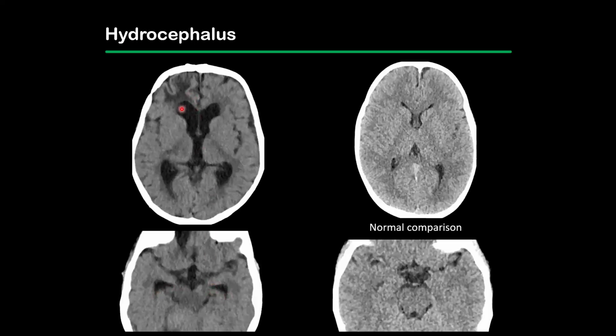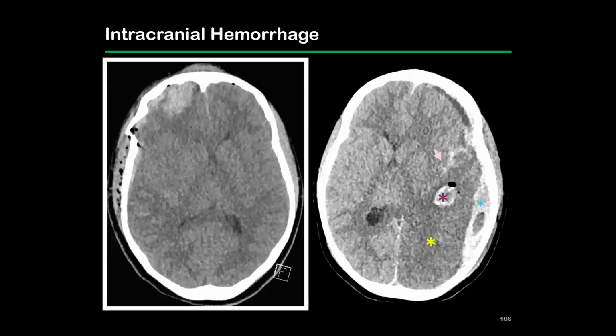And now we can see our lateral ventricles are a lot more blown out, like the edges just aren't as sharp. They're a lot more rounded and a lot more apparent. So that's what hydrocephalus looks like.